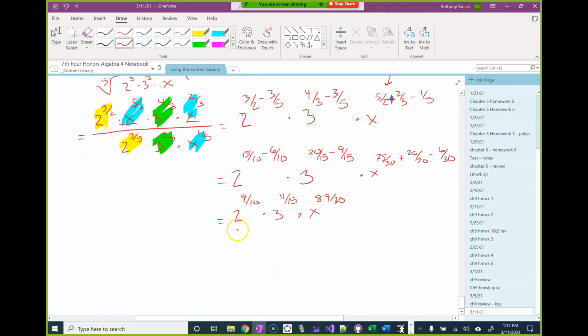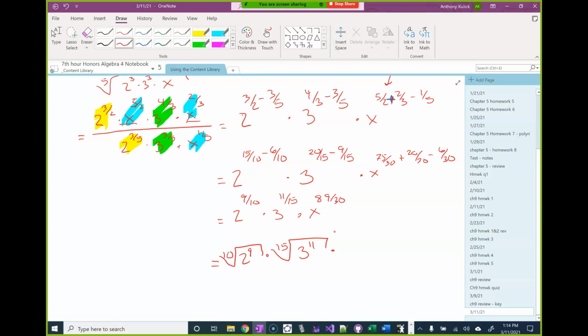Now, the 2 is fine because the exponent there is less than 1. There's no more simplifying I can do to that, so I could turn that into its radical form now. 11/15 also less than 1, so there's no more simplifying to do there. So I can turn that into its radical form. And then 89 over 30, though, is greater than 1. So this one could be simplified a little bit more.